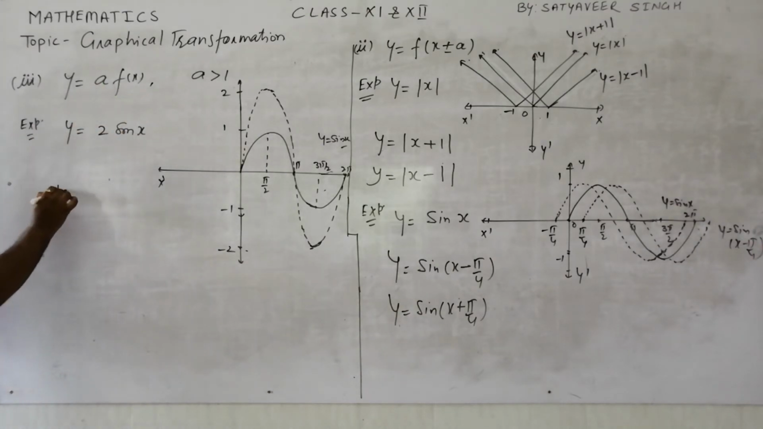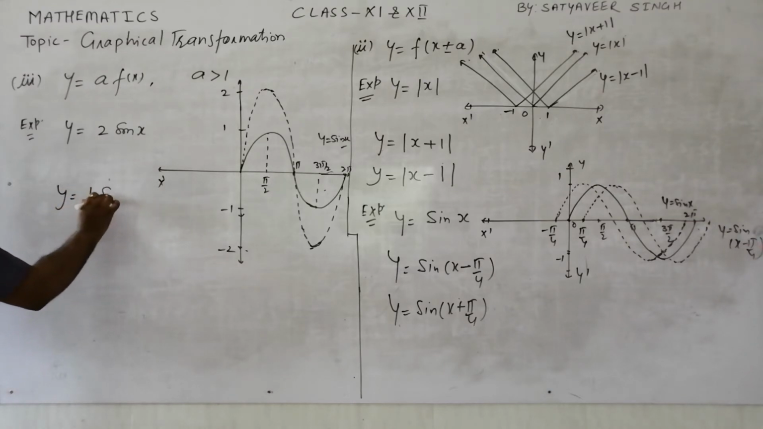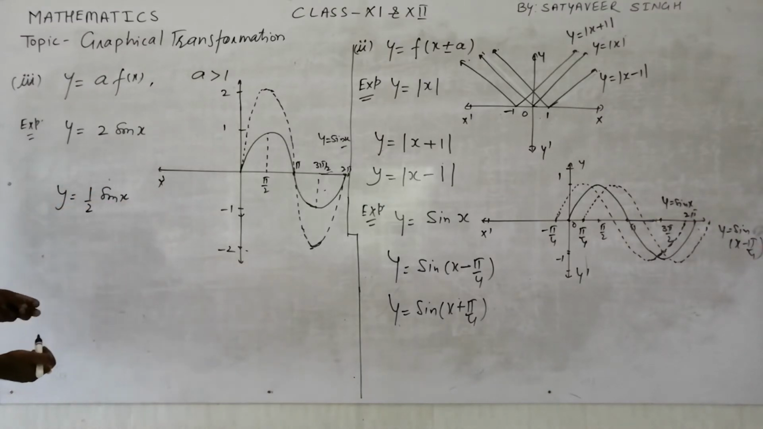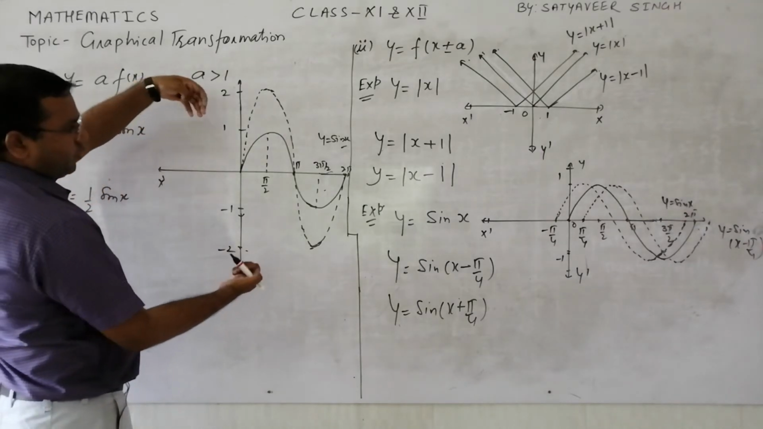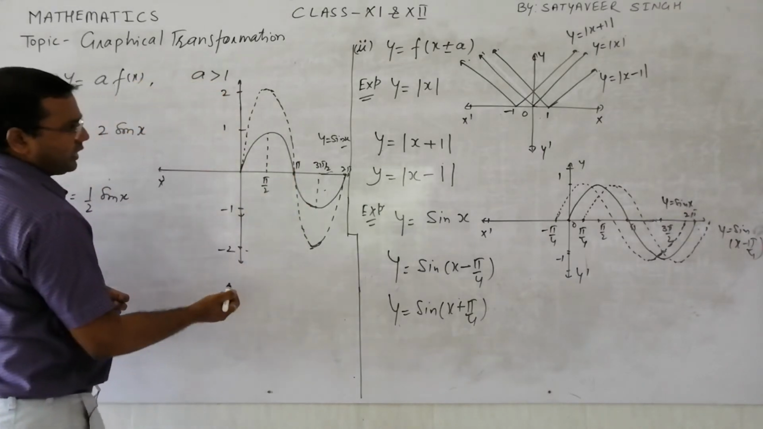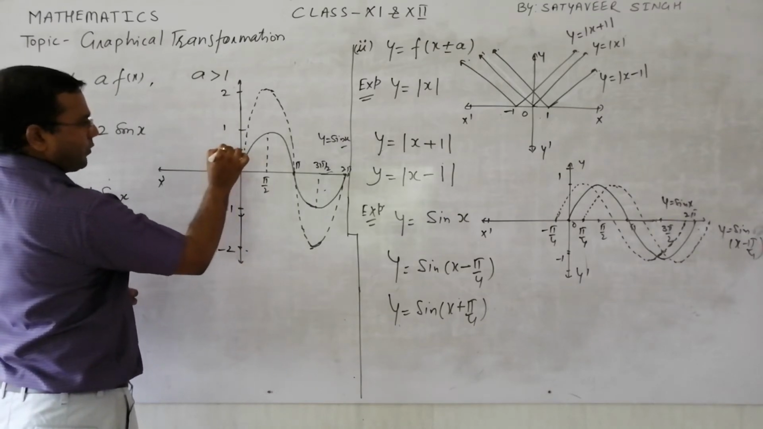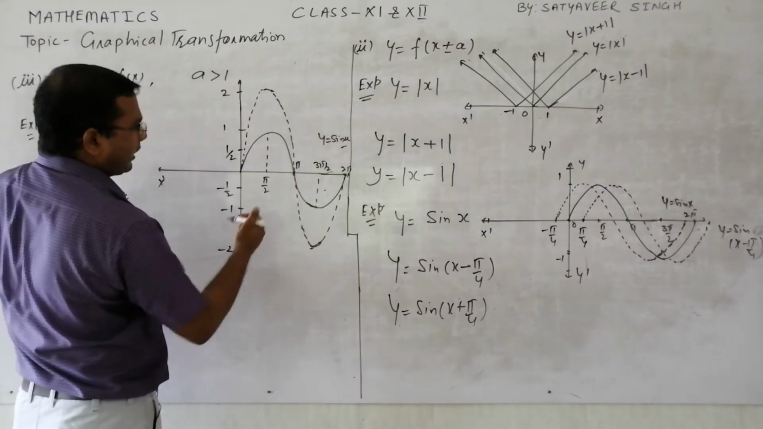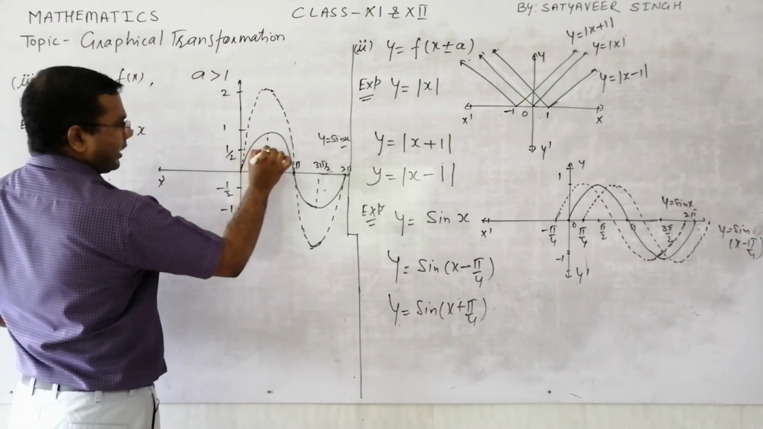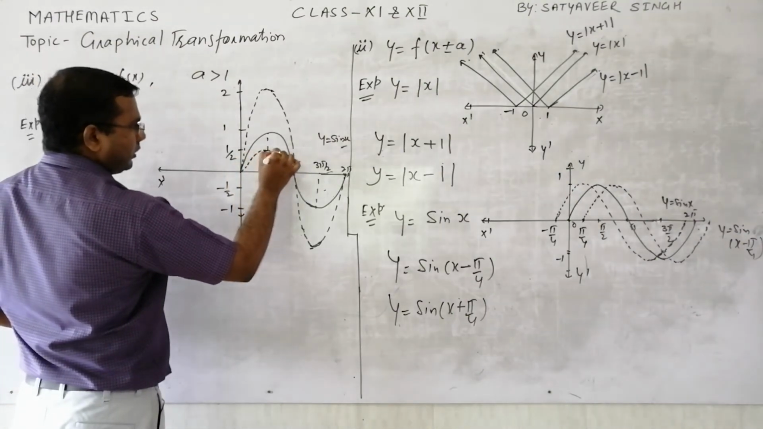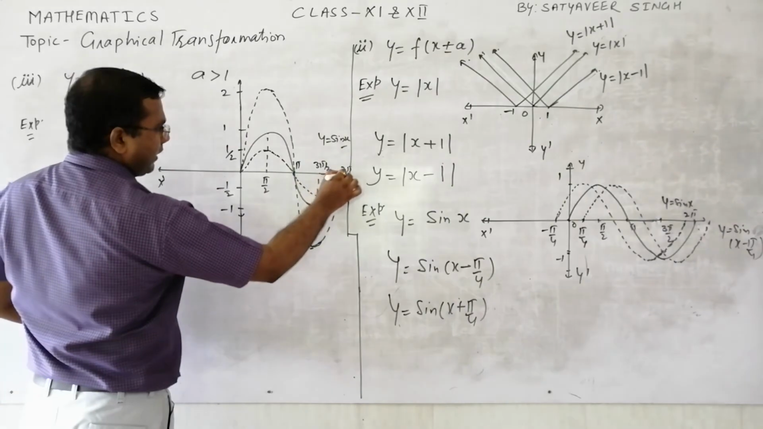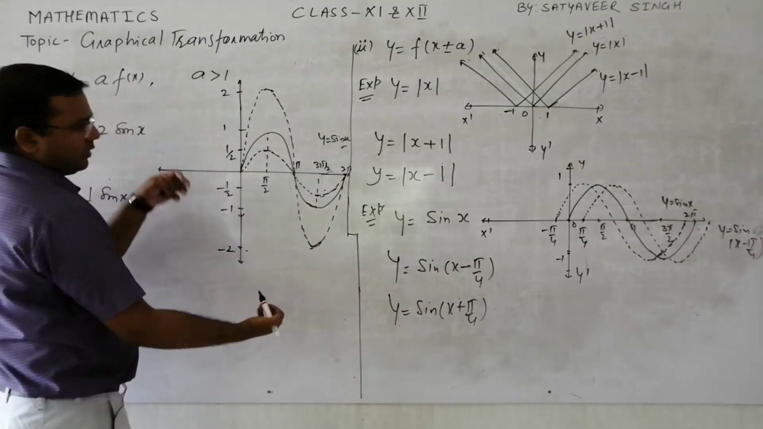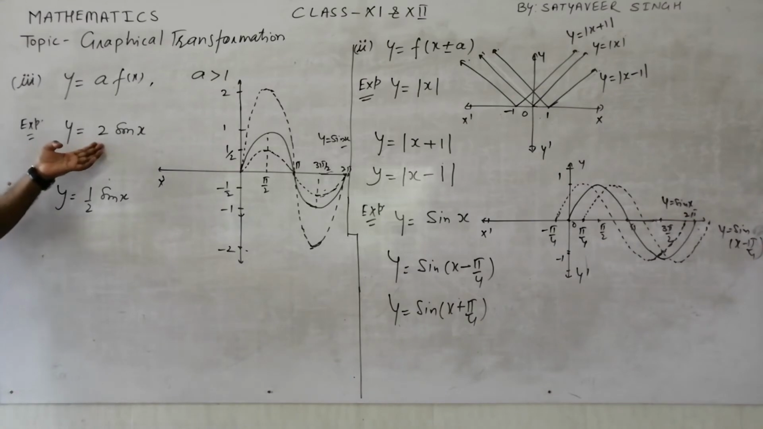At the same time, if I write 1 upon 2 sin x, this will shrink the graph. If I take 1, then this point is obviously 1 by 2, and this is minus 1 by 2. It will shrink the graph. So you can keep this idea in your mind about what happens whenever we multiply by a number a or divide by a number, if it is greater than 1.